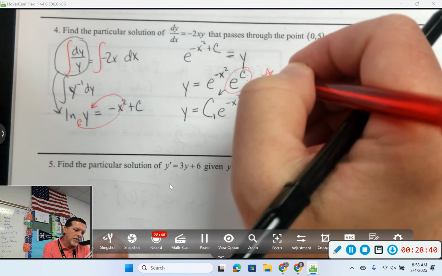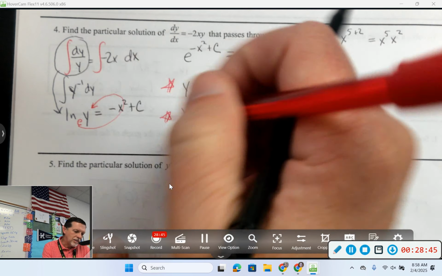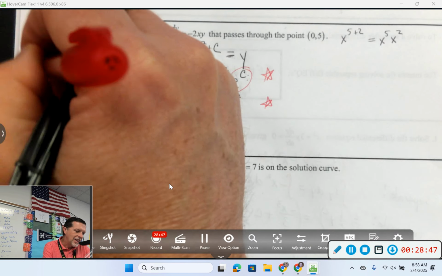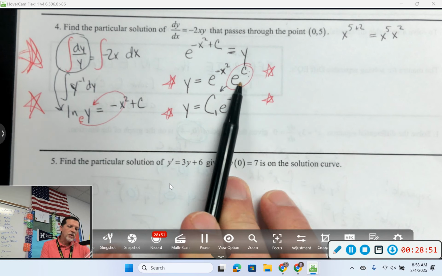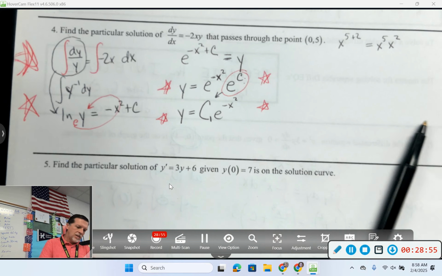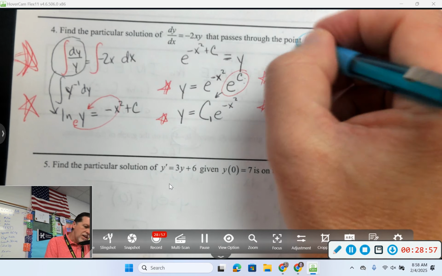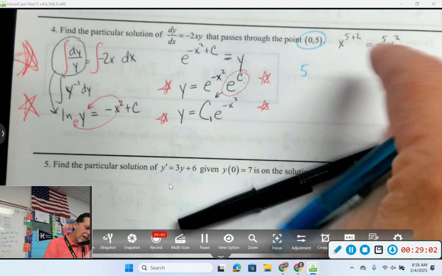This step happens a lot. In fact, all of this problem happens a lot, where you get natural log, you e to both sides, and you do this little trick. And it makes life a little easier later. All right, so 5 goes in for y.